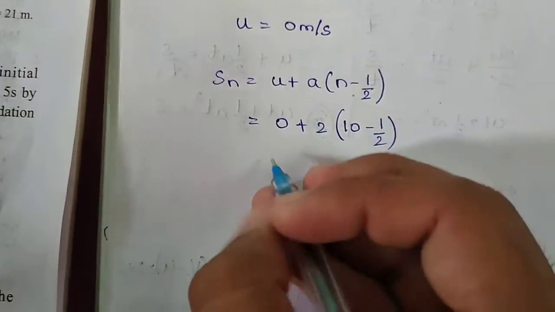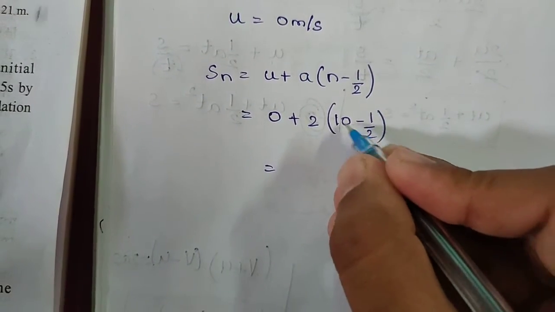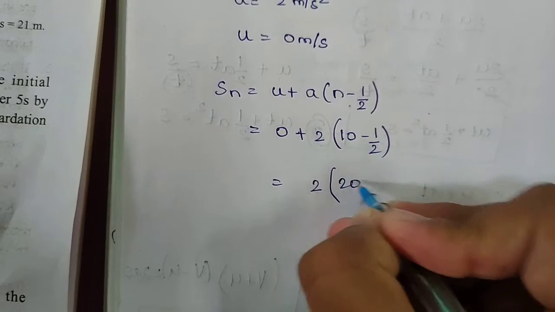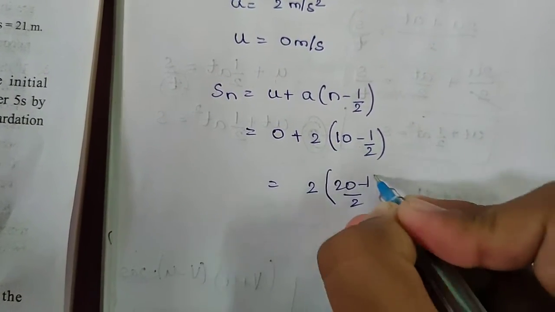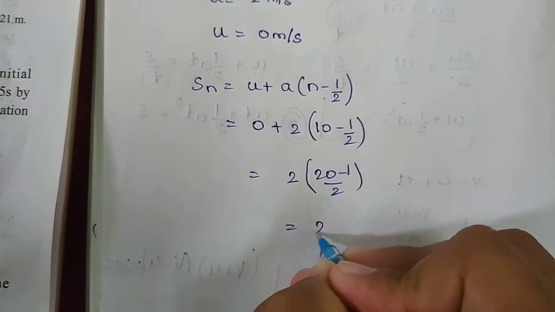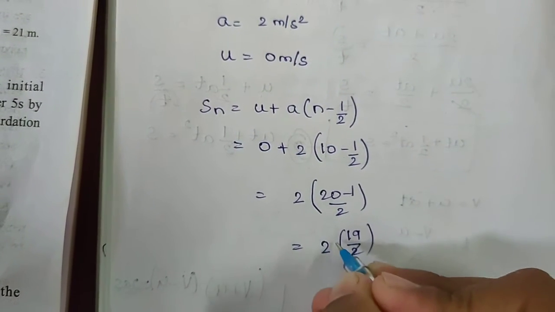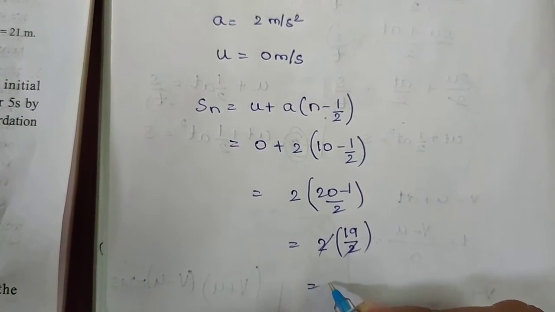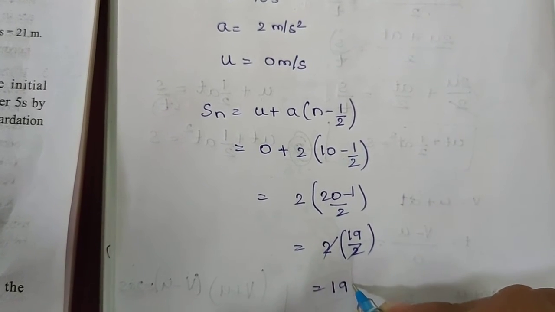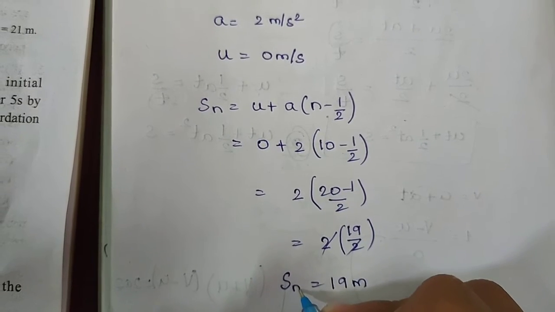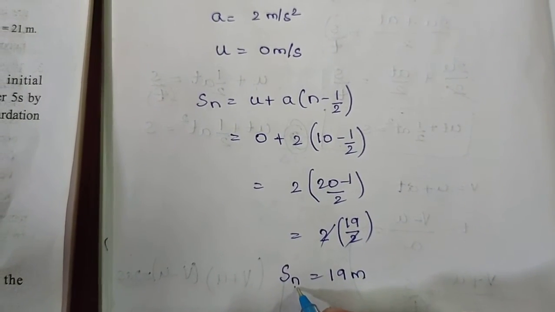Now I have to solve this. So 2 into 20 minus 1 by 2. Finally I will get 2 into 19 by 2. So 2 gets cancelled. The answer is 19 meters. This is nothing but the distance for the nth second, for the 10th second.